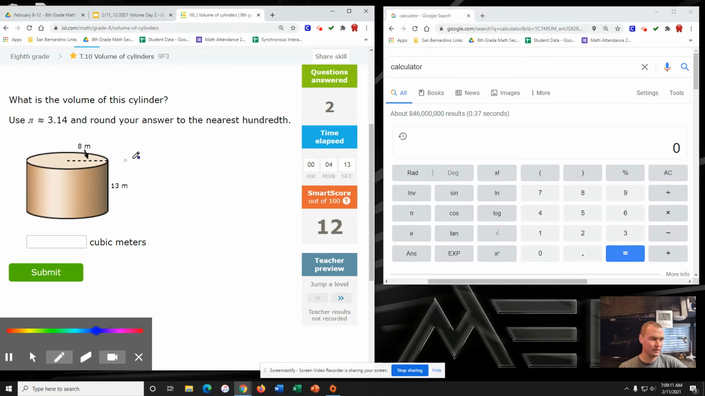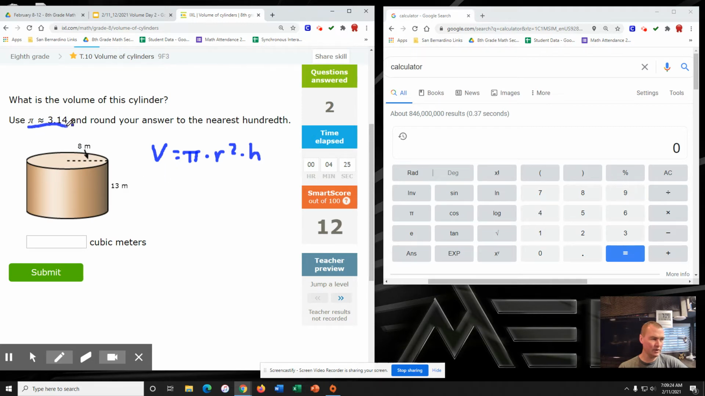All right, next one. We have volume equals pi times radius squared times h. Let's see what's going on. We're going to use pi equals 3.14. Awesome. And round my answer to the nearest hundredth.